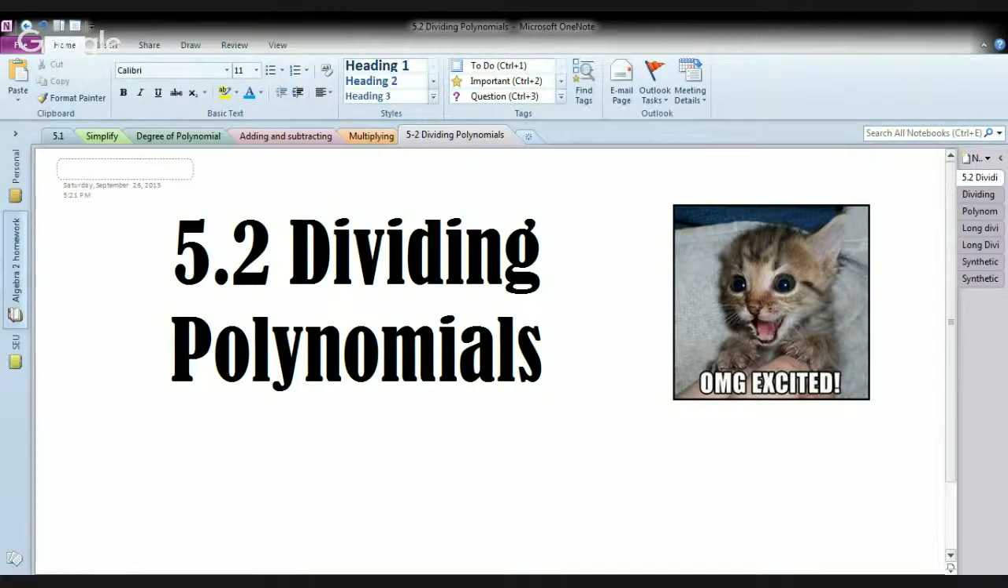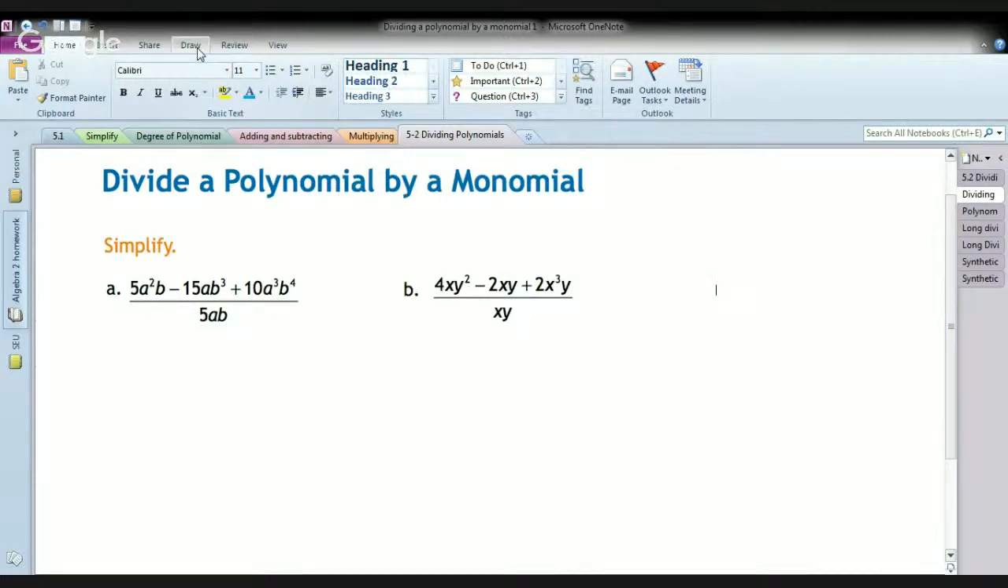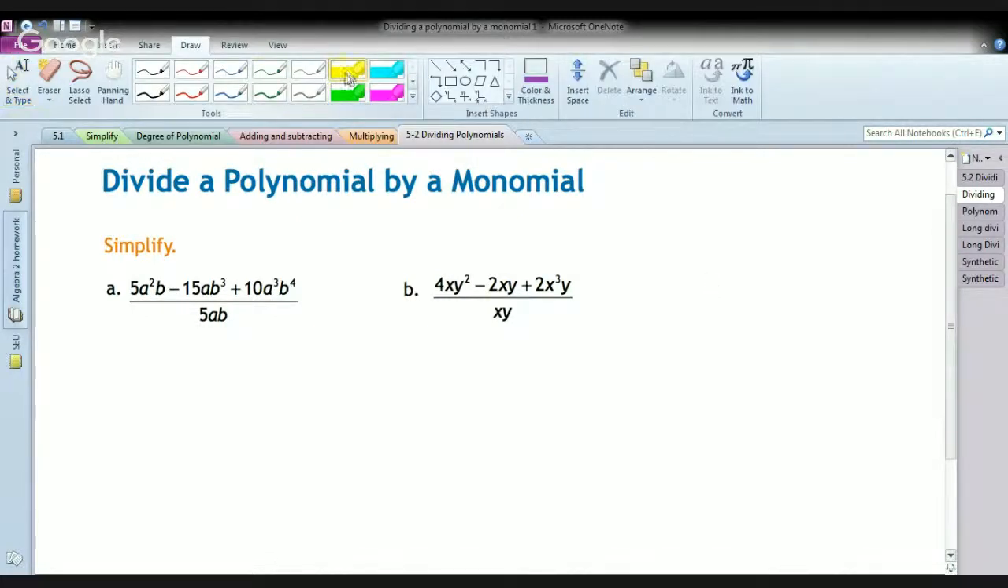Well, I'm going to go ahead and go over 5.2, dividing polynomials. When we first start dividing polynomials, the basic form is dividing a polynomial by a monomial. A polynomial has multiple monomials in it. In this case, the top one has 3 monomials, and it's called a polynomial because it's made up of 3 monomials.